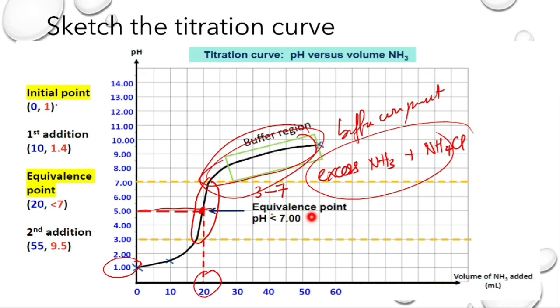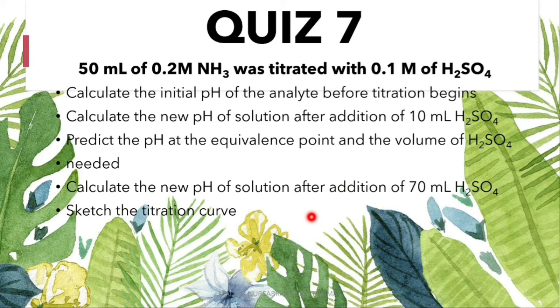Okay, we are done with the calculation. I'm going to leave you with a new quiz, which is your quiz 7. The titration is between your ammonia, which is your weak base, and sulfuric acid, which is your strong acid. In this quiz, you're going to use ammonia as your analyte. Please make sure you try to answer this quiz 7, and we're going to discuss it again in our tutorials on week 18.